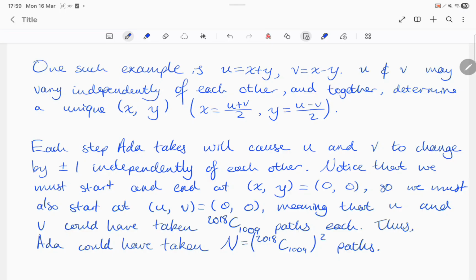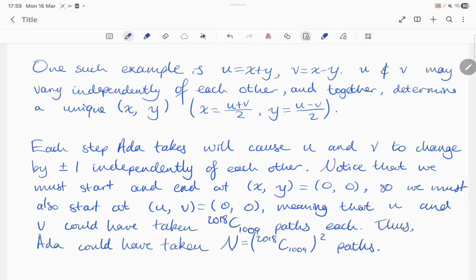Notice that we must start and end at xy equal to 0, 0, so we must start and end at uv equal to 0, 0, meaning that u and v could have taken 2018 choose 1009 paths each. Thus, Ada could have taken a total of n is equal to 2018 choose 1009 squared paths.